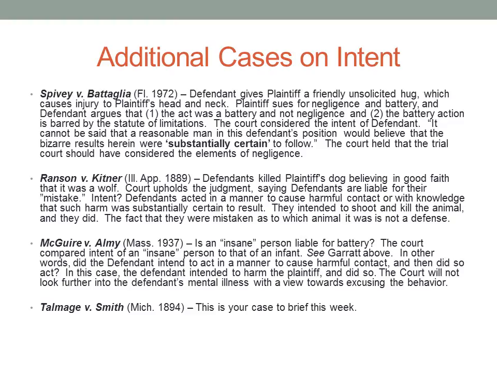defendants killed plaintiff's dog believing in good faith that it was a wolf. The court upholds the judgment, saying defendants are liable for their mistake. The intent issue is, is there intent if you commit a battery against someone or something other than who you intended, if you're mistaken?